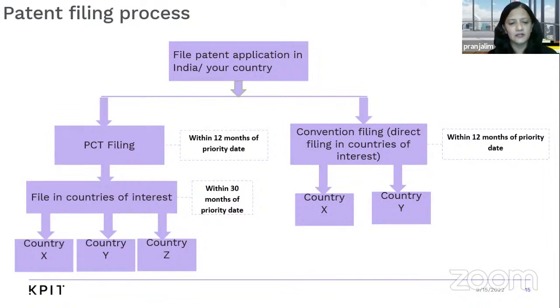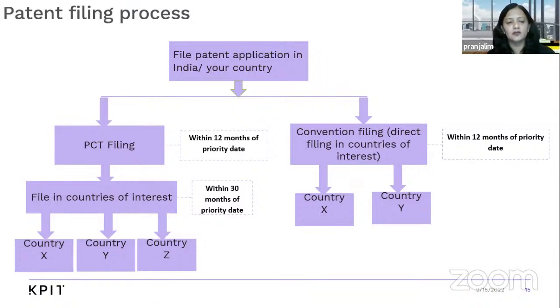After filing a PCT application, you are supposed to file a patent application in each country that is of your interest or where your market is there for your particular idea. Okay. So you file the PCT application and then you have 30 months of time frame to file in the countries of your interest. So this is one route that you can choose, or the other route is direct filing, convention filing, where let's say I file in India and then within 12 months I file in, let's say, 2 other countries where I know that I have a market for my particular product.